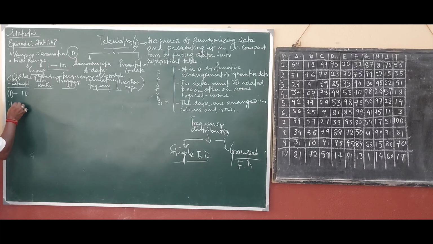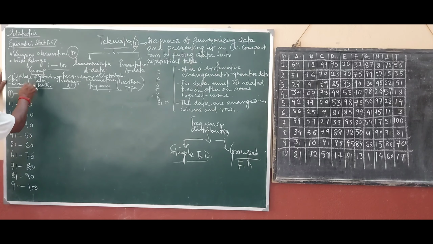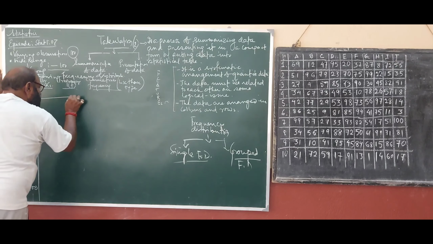Now 11 to 20, now 21 to 30, then 31 to 40, then 41 to 50, 51 to 60, 61 to 70, now 71 to 80, 81 to 90, 91 to 100. So, देखो, this is a column. Okay. Now herein lies the row. Okay. This is the row.